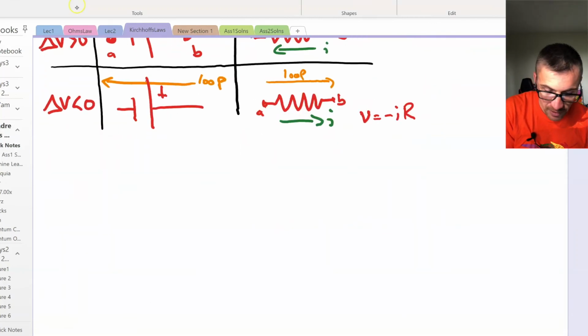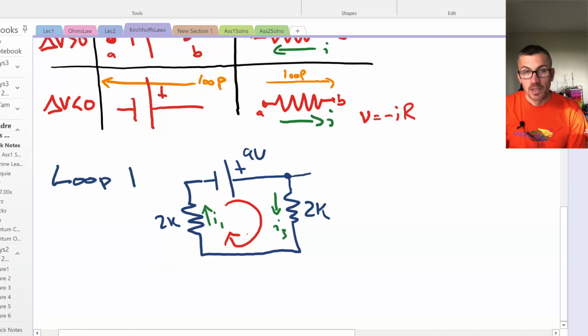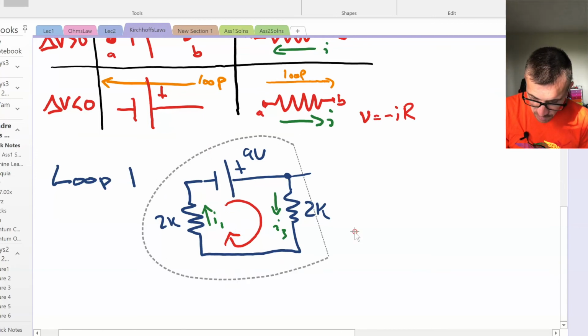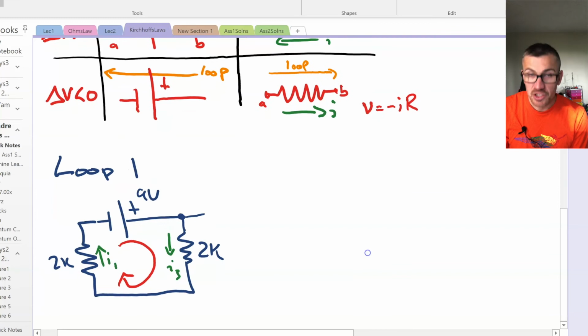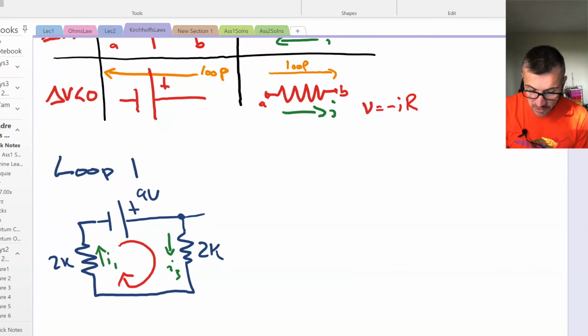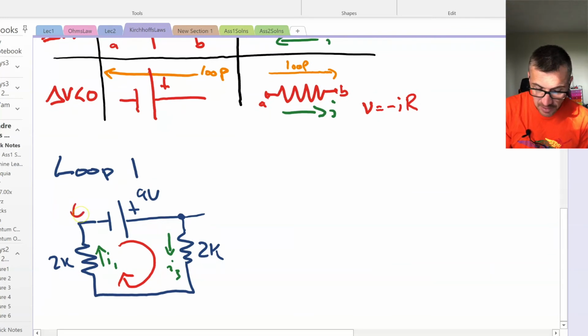I'll just redraw it here. That's what it looked like. Let's just move it over here. Well, let's just do the accounting. So we're just going to start here, and first thing we do is come across a battery.